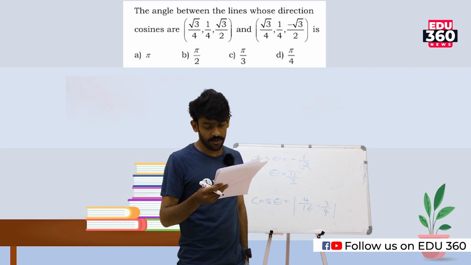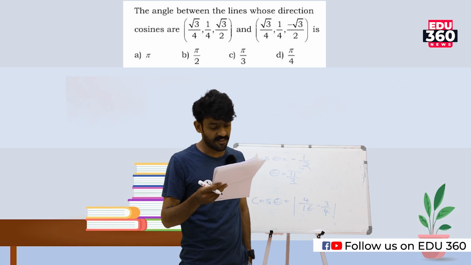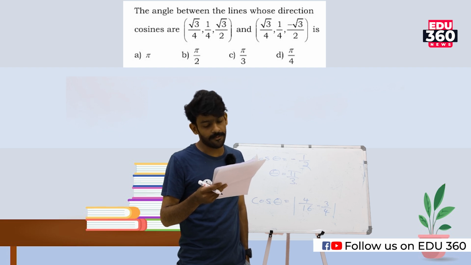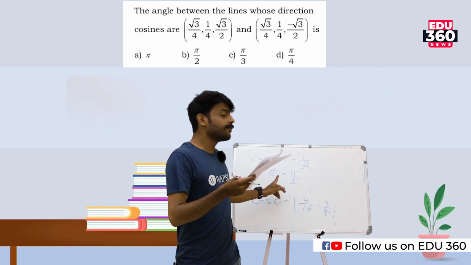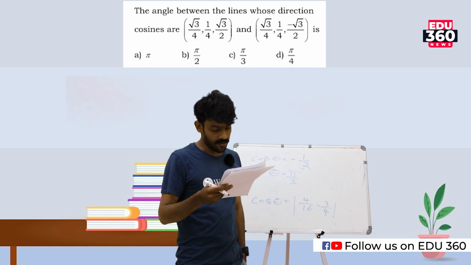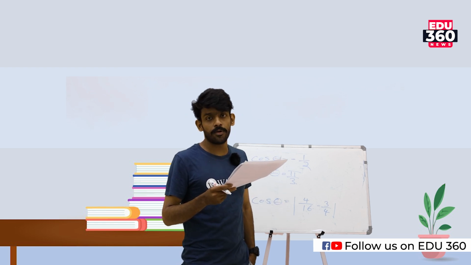Okay, so for this question you can see the options: the first option is pi, the second one is pi by 2, the third one is pi by 3, and the fourth one is pi by 4. For this question the value of theta is equal to pi by 3. So we can directly move on to the third question.